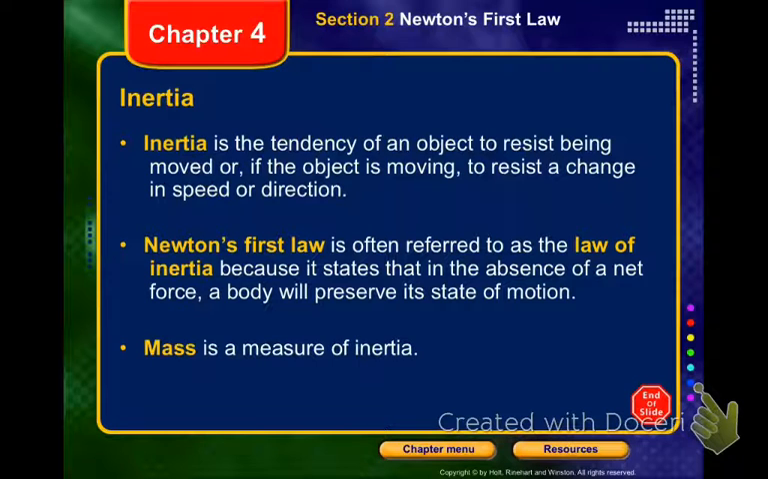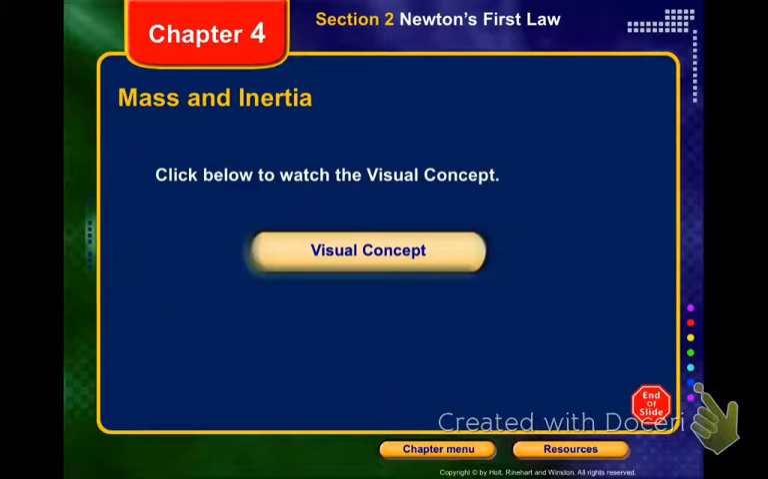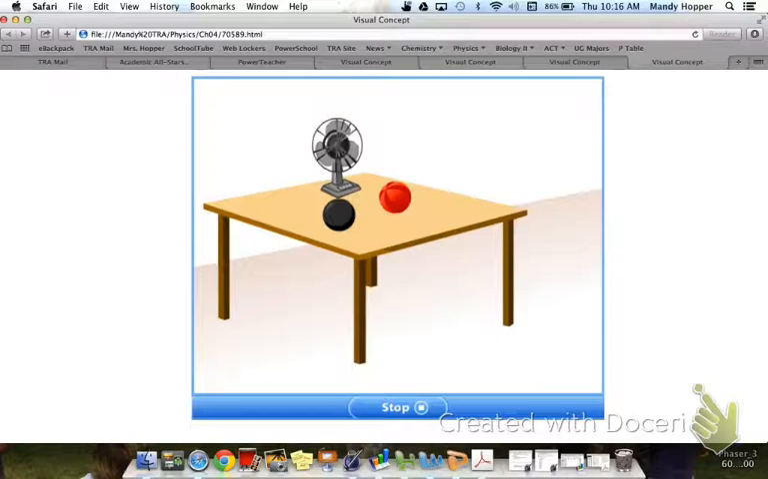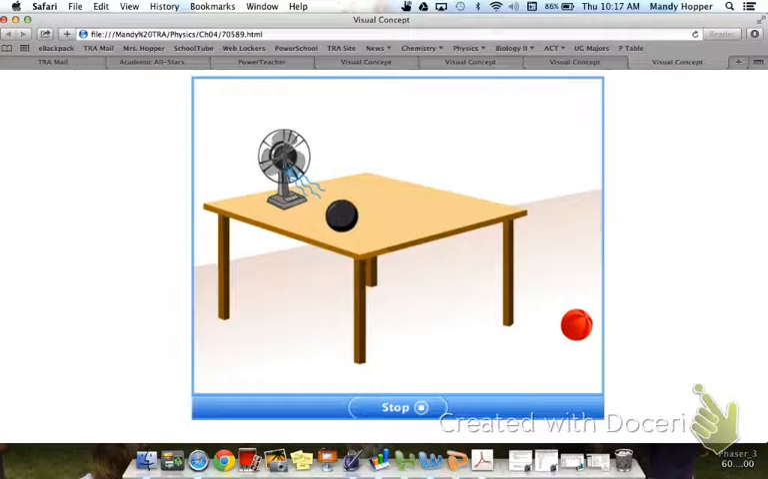So let's go look at a video. The kickball is hollow and has little mass. The bowling ball has a lot of mass. Let's apply a force to the kickball. The kickball has little inertia because of its small mass, so a force will cause it to accelerate rapidly. The bowling ball is very massive. Its large inertia causes it to resist changes in motion.